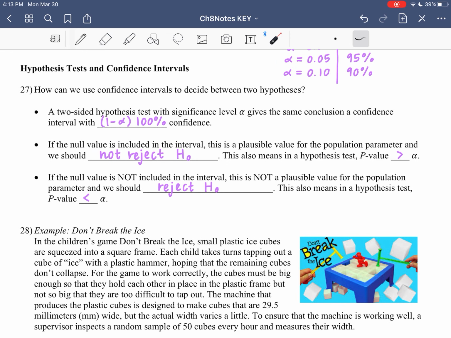A couple of other things that we want to think about. Remember, a hypothesis test has a null hypothesis and an alternative hypothesis. A confidence interval just has a lower bound and an upper bound. So this second bullet: if the null value, meaning the value that's in our null hypothesis, is included in the interval, then that means it's a plausible value for the population parameter. If it's a plausible value for the population parameter, then we wouldn't reject that null hypothesis.